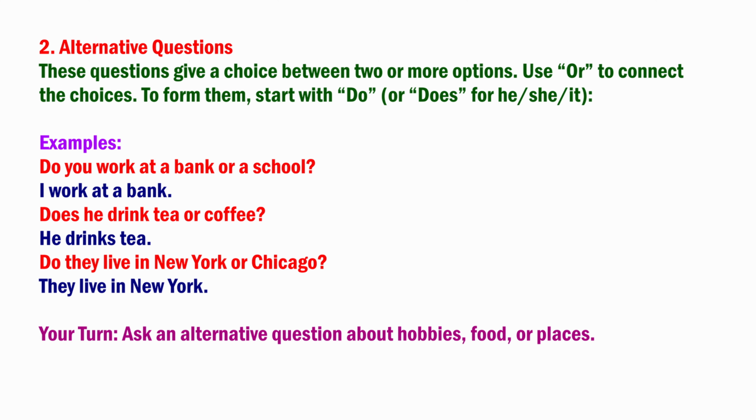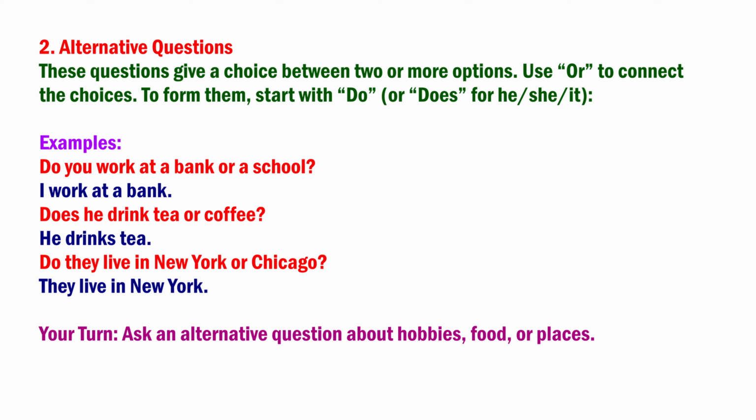2. Alternative questions. These questions give a choice between two or more options. Use or to connect the choices. To form them, start with do or does for he, she, it. Examples. Do you work at a bank or a school? I work at a bank.